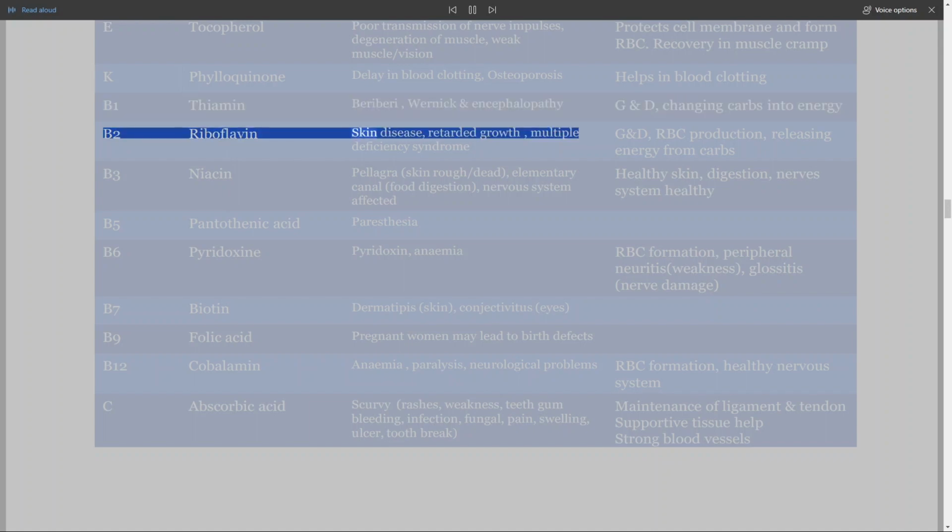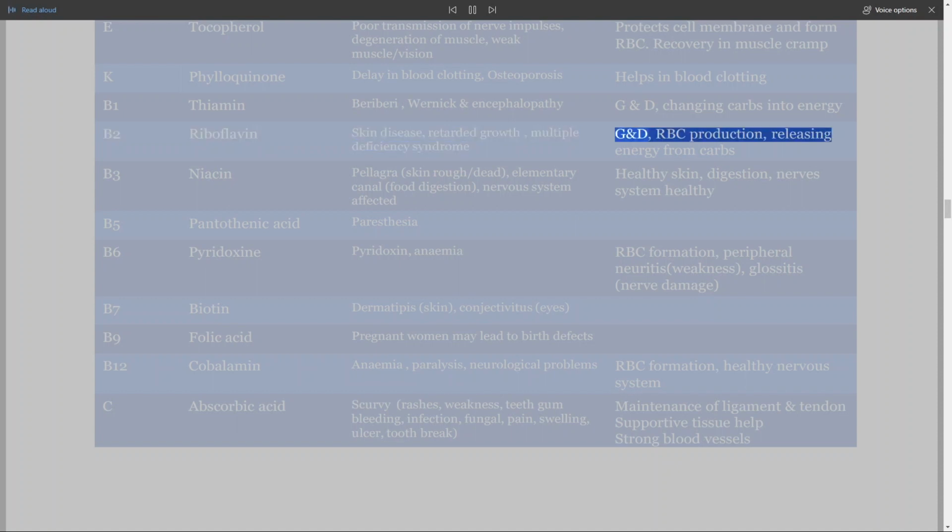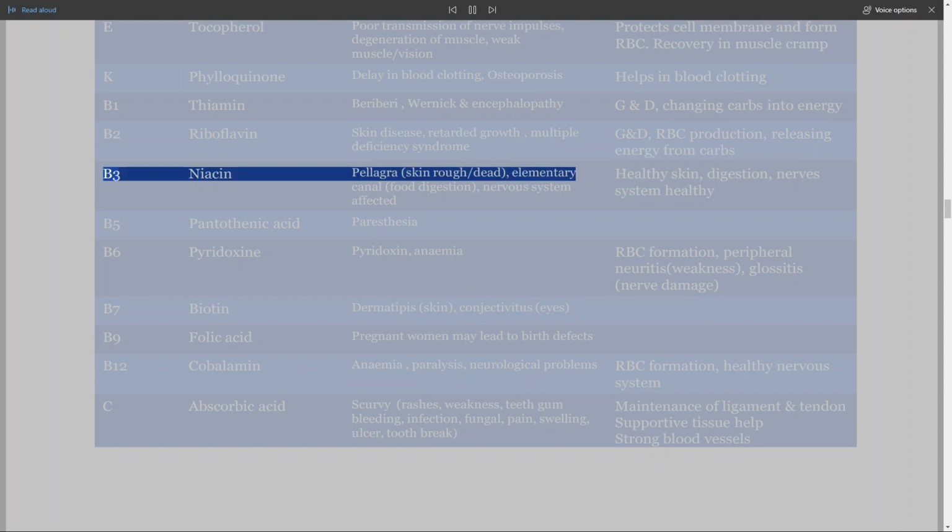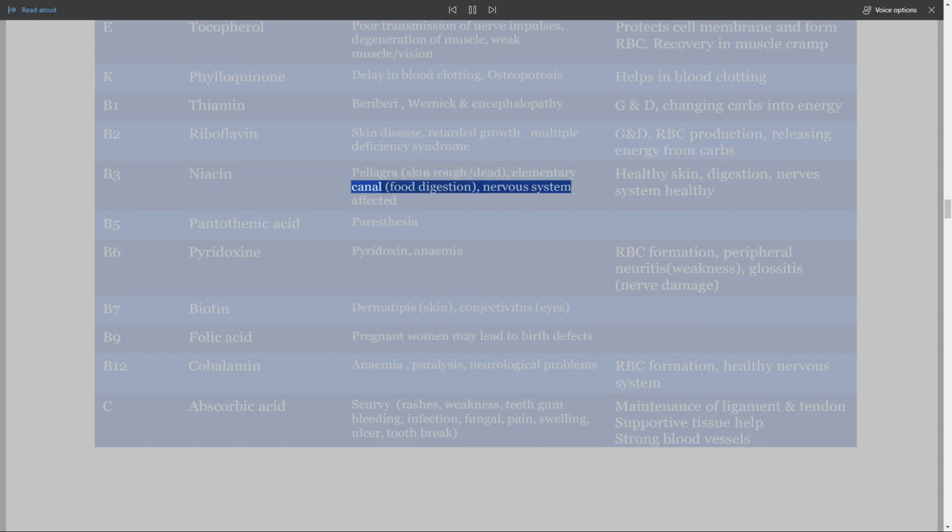B2: Riboflavin. Skin disease, retarded growth, multiple deficiency syndrome. RBC production, releasing energy from carbs. B3: Niacin. Pellagra, skin rough or dead, alimentary canal, food digestion, nervous system affected. Healthy skin, digestion, and nervous system.